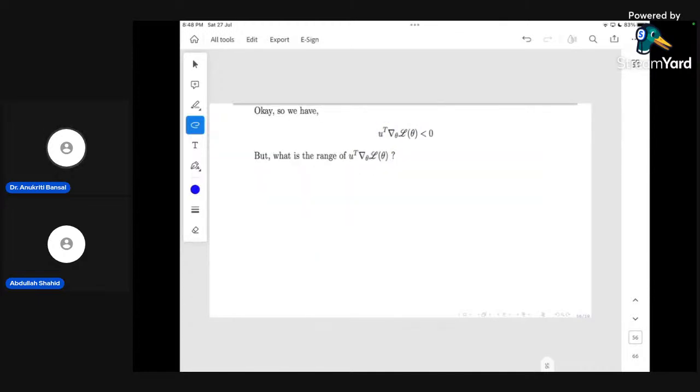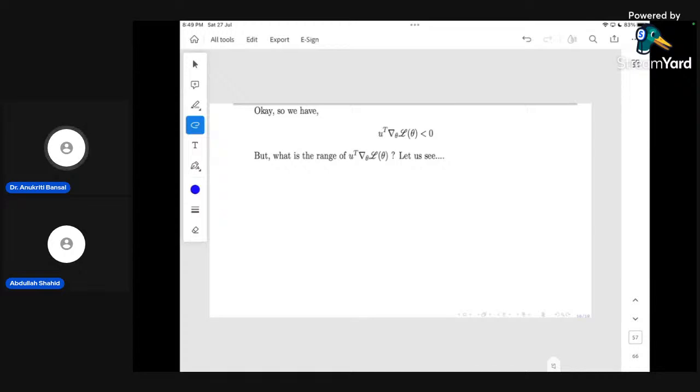Now, okay, so we have this value left. What is the range of this u(t)? Because we are trying to find u such that this quantity tells us in which direction we should move, so that our new loss is less than the previous loss. So how do we get that direction, where we should move?